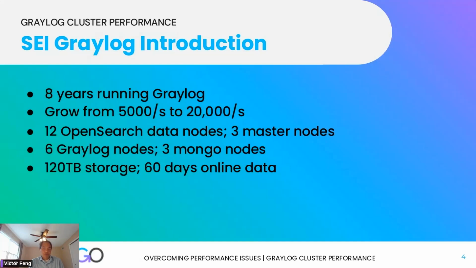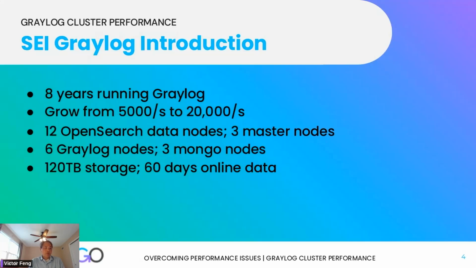OpenSearch was introduced 2 years ago. We had 3 master nodes, 4 Graylog nodes, 3 Mongo database nodes, and 60 terabytes of storage. Today, our ingestion rate is 20,000 logs per second with 12 OpenSearch data nodes, 6 Graylog nodes, and 120 terabytes of storage, which holds about 6 days of online data.